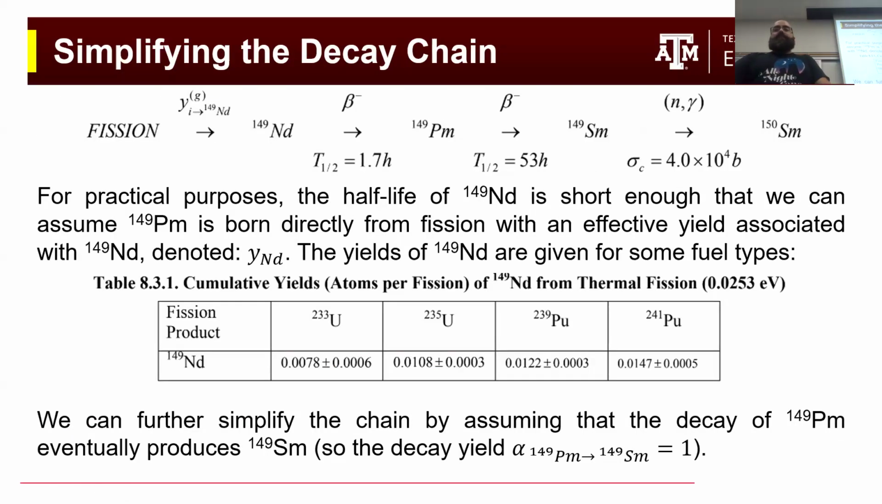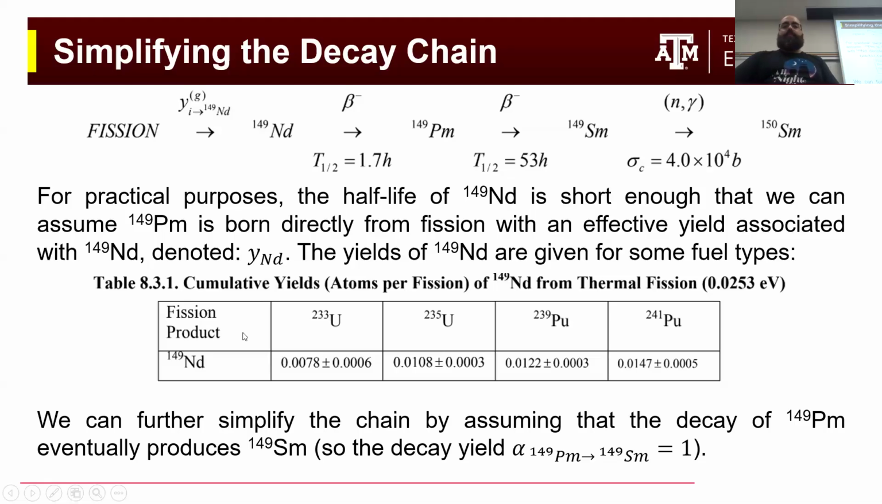And for practical purposes, because the half-life of neodymium-149 is so short, we can basically assume that the fission reaction just directly produces the promethium-149, and we can just use a yield for neodymium. We could use a yield for that production, which is called the yield for neodymium.